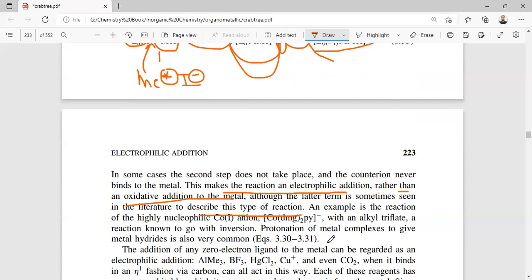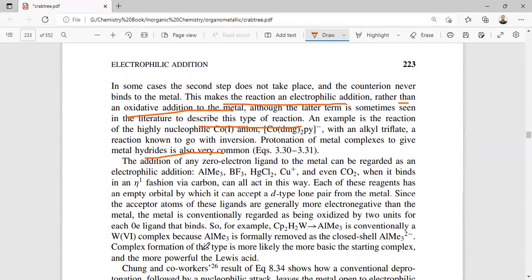An example is the reaction of the highly nucleophilic cobalt anion, Co(dmg)2(pyridine) minus, with an alkyl triflate, a reaction known to go with inversion. Protonation of the metal complex to give the metal hydride is also very common. Addition of any zero electron ligand to the metal can be regarded as an electrophilic addition.